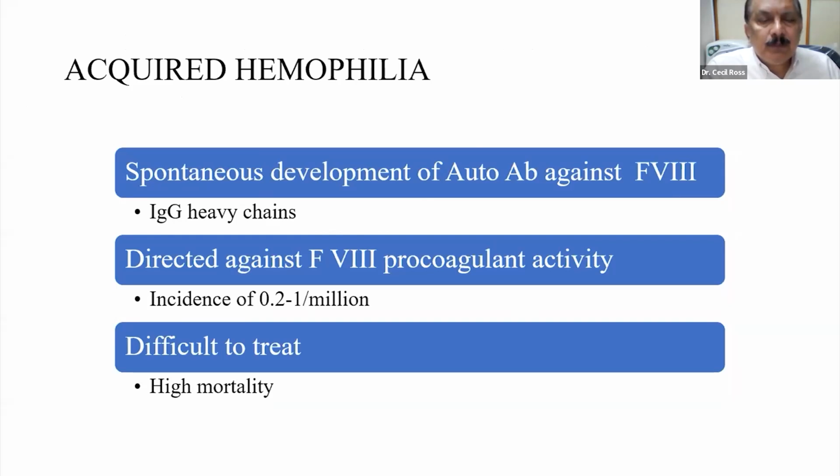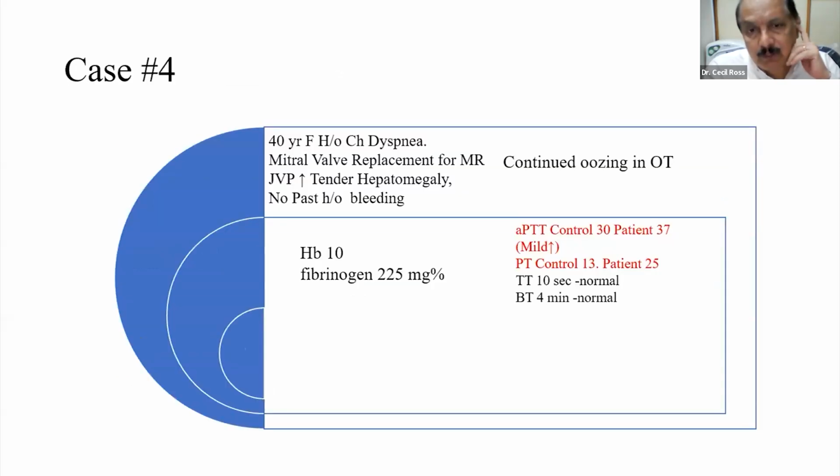It is not very common, it is rare, and is difficult to treat with high mortality. So we give steroids, we have to give cyclophosphamide, we sometimes have to give rituximab, all sorts of things. Immunosuppression basically, and it has high mortality, and the majority of people die of infection in acquired hemophilia.